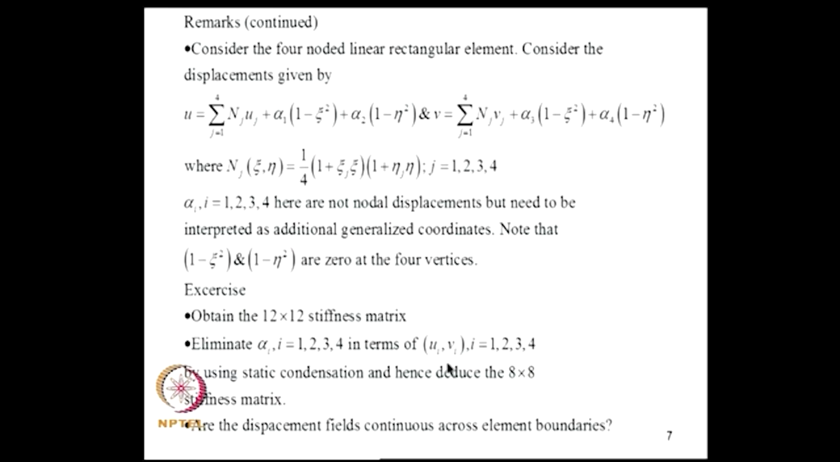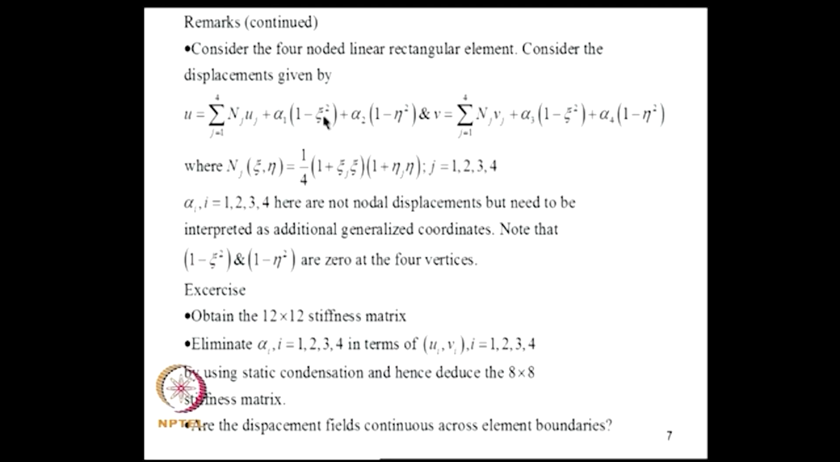Now, a small exercise. So, let us consider a 4 noded linear rectangular element. In the discussion so far we considered this part of the displacements. Now, to this I will add 2 more terms, alpha 1 (1 minus xi square), alpha 2 (1 minus eta square), and similarly for v I will add this.